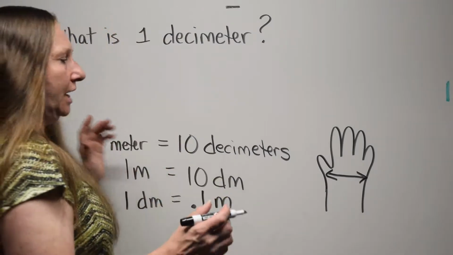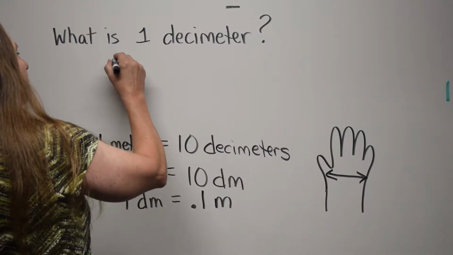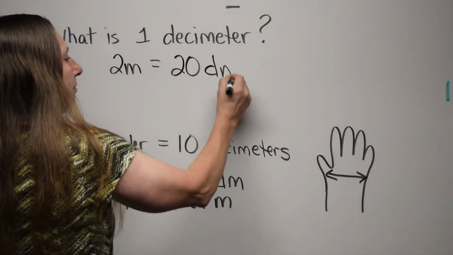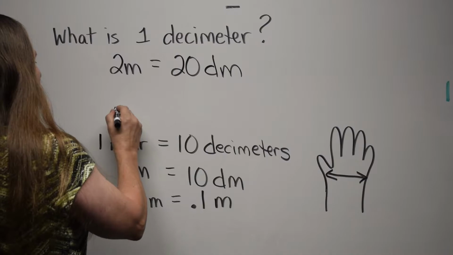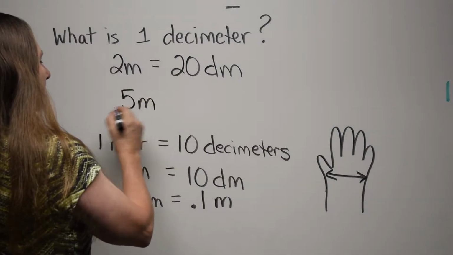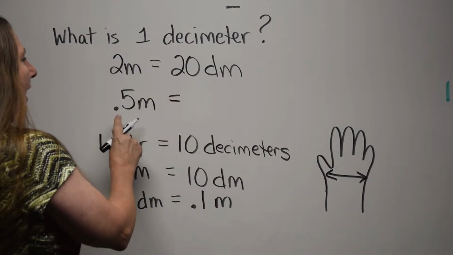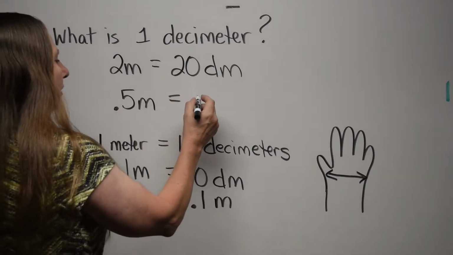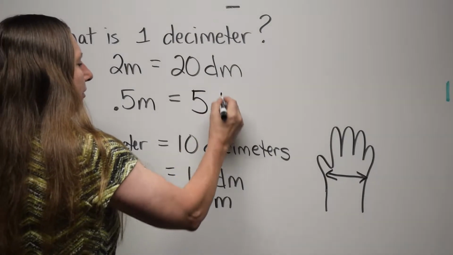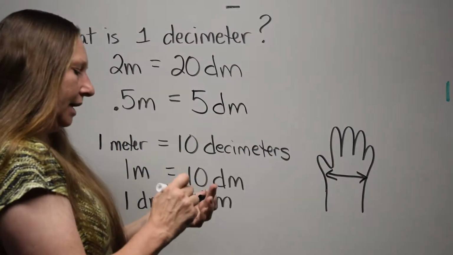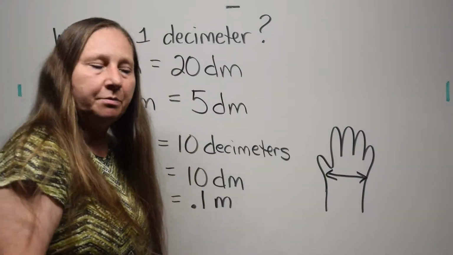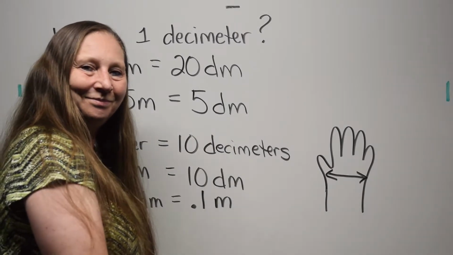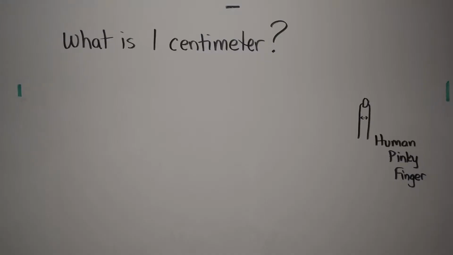Now, for example, that means that 2 meters would be 20 decimeters. That means that a half a meter, 0.5 or 1/2, well, if a whole meter is 10 decimeters, then a half a meter is 5 decimeters. Okay, so that's a decimeter, about the width of a human palm.